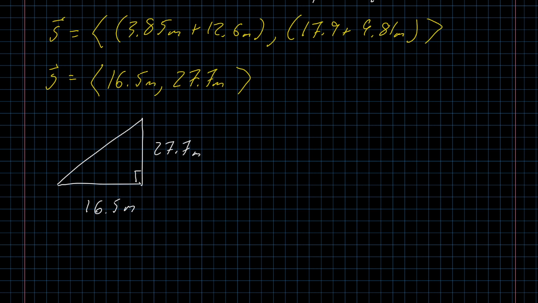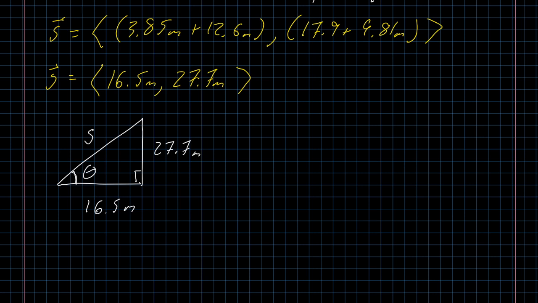All right, so we have 16.5 meters, we have 27.7 meters. Those are the x and y components of our vector, which means that they're going to be the two legs of our triangle. We're looking for this angle theta, and we're looking for the magnitude, which is going to be this distance here.